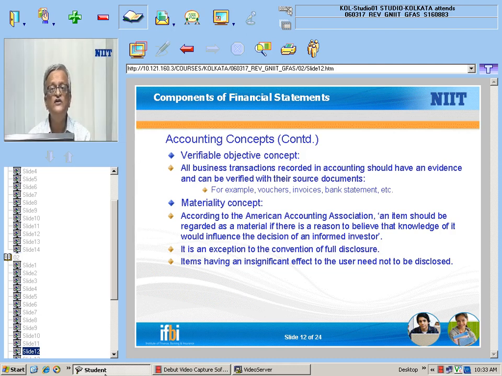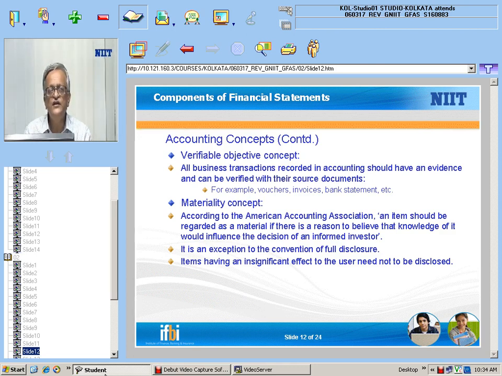This is an exception to the convention of full disclosure. What does full disclosure say? Full disclosure says that when a business entity is bringing out its financial statements, full disclosure has to be made regarding all items, all events regarding the finances of the company. So nothing can be hidden. But the materiality concept says that if an item is very insignificant, that means it is too small and will not have any effect on the user, such an item need not be disclosed. That means you need not state such an item in your financial statement. So this is called the materiality concept.